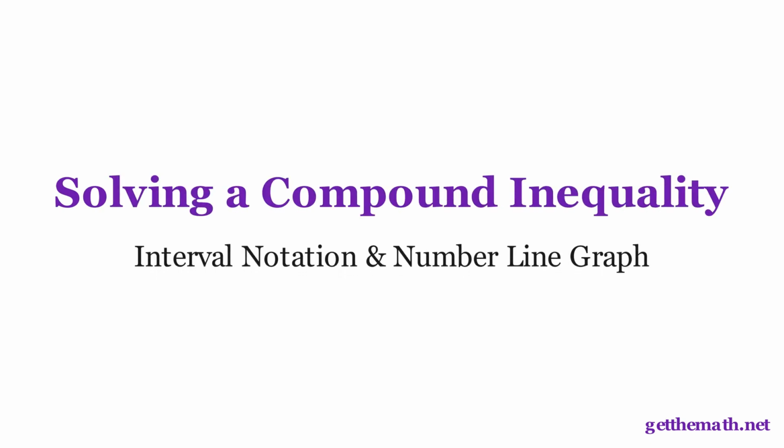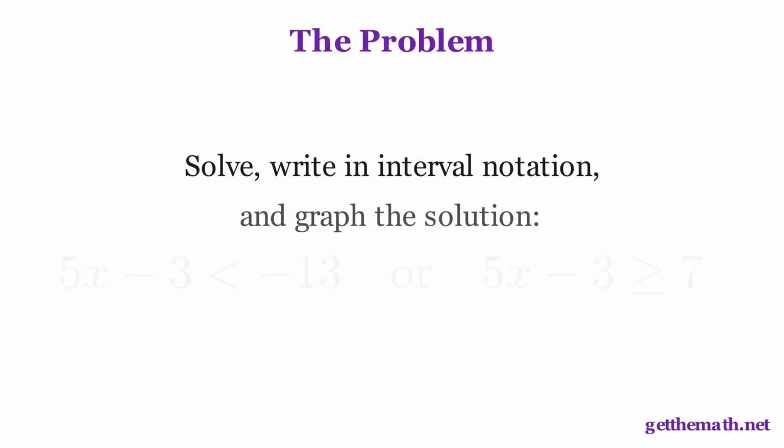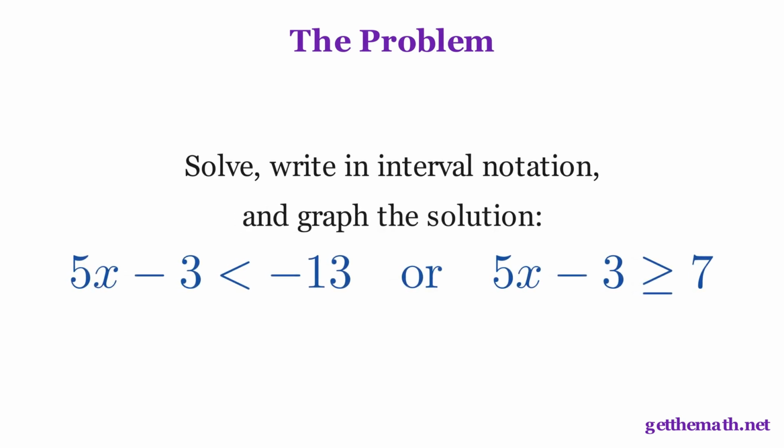Today we are solving a compound inequality, writing the answer in interval notation, and graphing the solution on a number line. Here is the problem. Solve 5x minus 3 is less than negative 13, or 5x minus 3 is greater than or equal to 7.